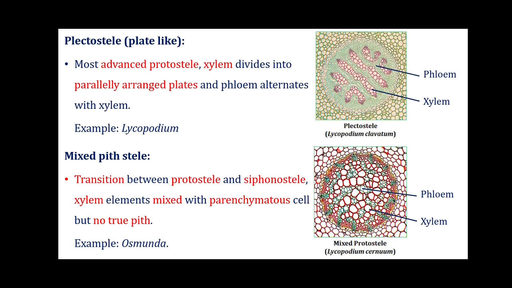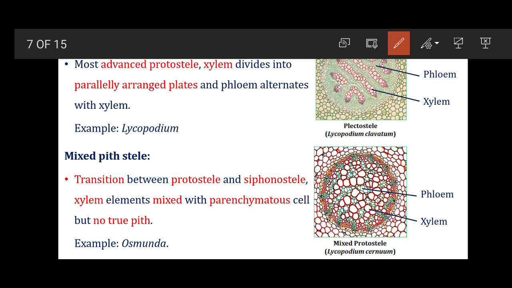Now then comes the plectostele. It is the most advanced protostele. Xylem is divided into plate-like, parallelly arranged plates, and the phloem alternates between the xylem. Here you can see the plate-like arrangement of xylem, and in between there is phloem.